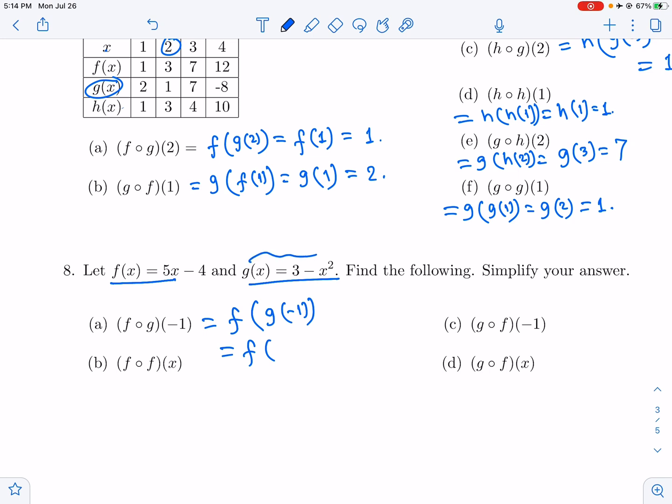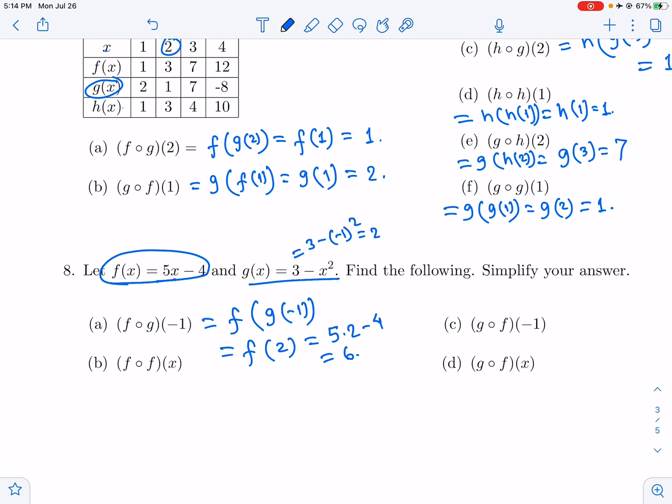What is g at negative 1? We need to replace x by negative 1. So this will be 3 minus negative 1 squared. Negative 1 squared is positive 1. 3 minus 1 is 2. So this is 2. f at 2 means now we need to evaluate here. So that is 5 times 2 minus 4. 10 minus 4 is 6.